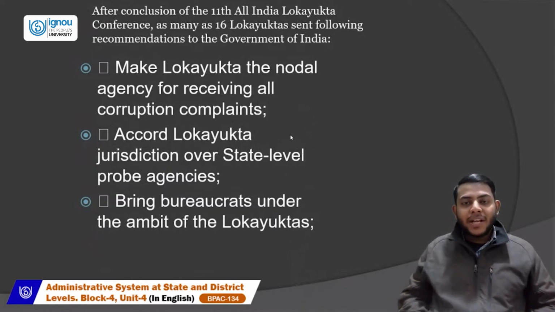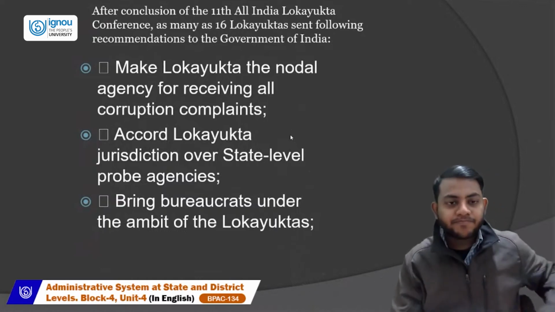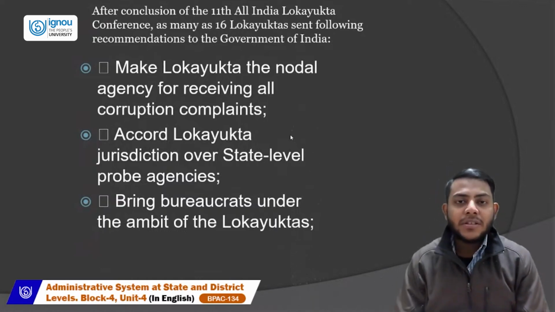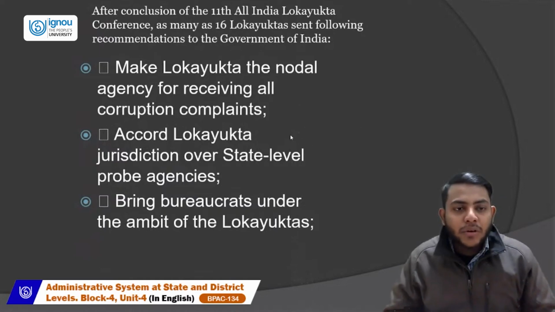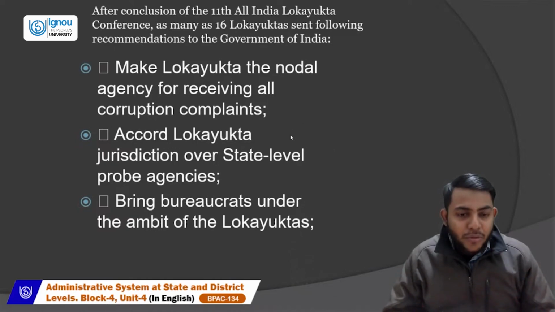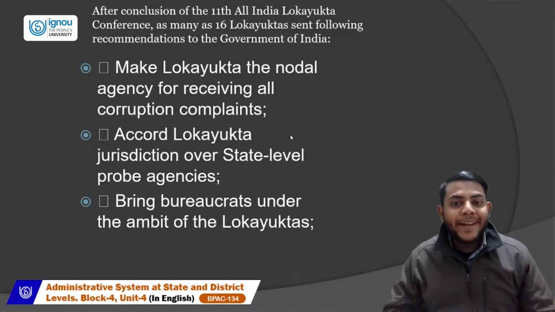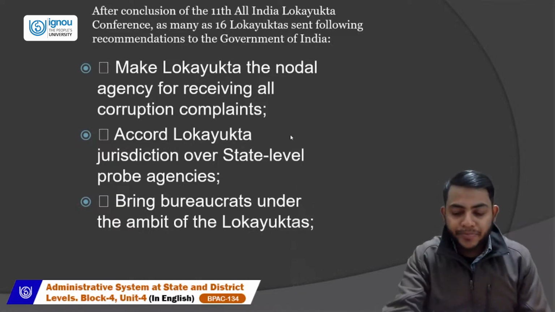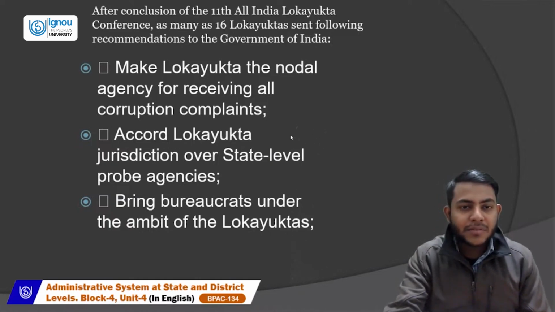Now, what were these recommendations? Let us discuss. The first recommendation was to make the Lokayukt the nodal agency for receiving all corruption related complaints. The second recommendation was to accord the Lokayukt jurisdiction of state level probe agencies, and also to bring bureaucrats under the ambit of the Lokayukt.